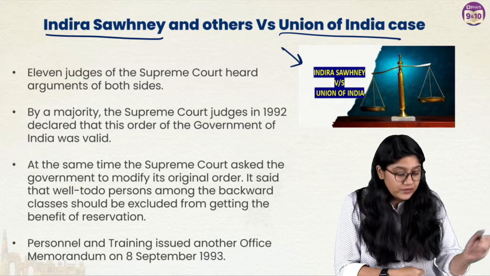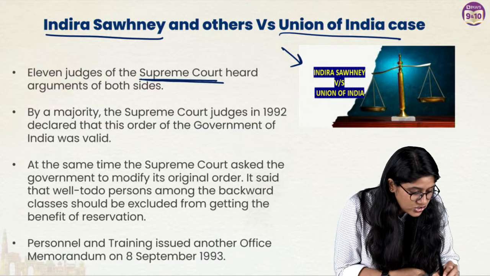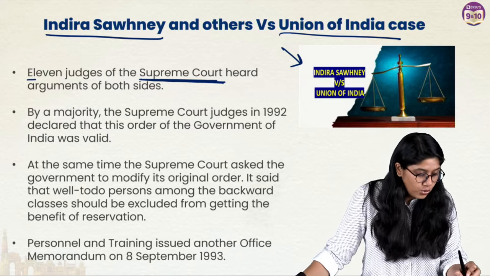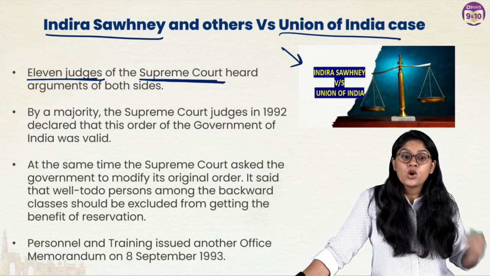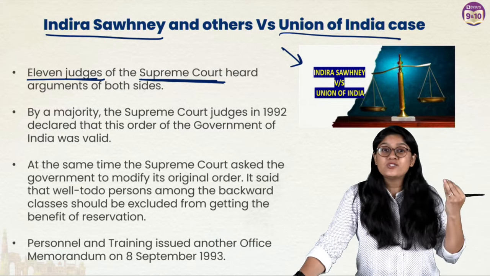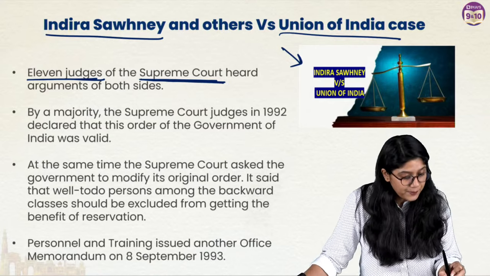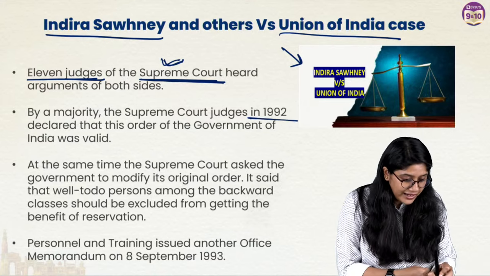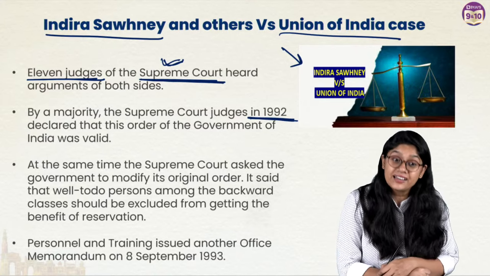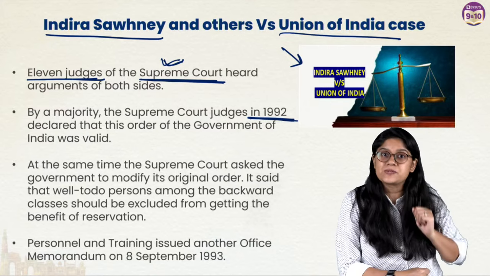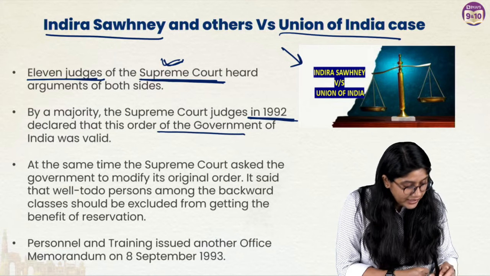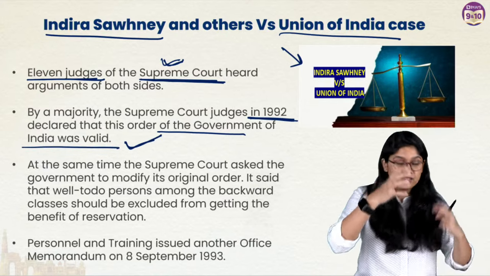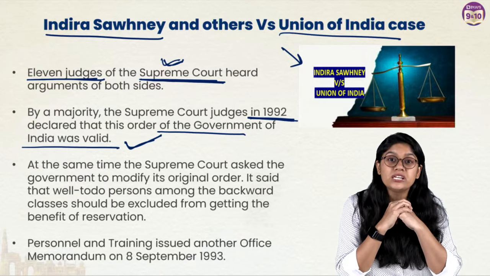Where did they go, everyone? They went to the Supreme Court, the highest court that we have in our country. In that court, 11 judges were there, who were there to listen to the arguments and to give the judgment altogether. So what happened as the case went to the Supreme Court? It took a few years, and in the year 1992, the Supreme Court said that the law is absolutely correct, the government of India was valid. They said that the implementation of the Mandal Commission is absolutely correct.